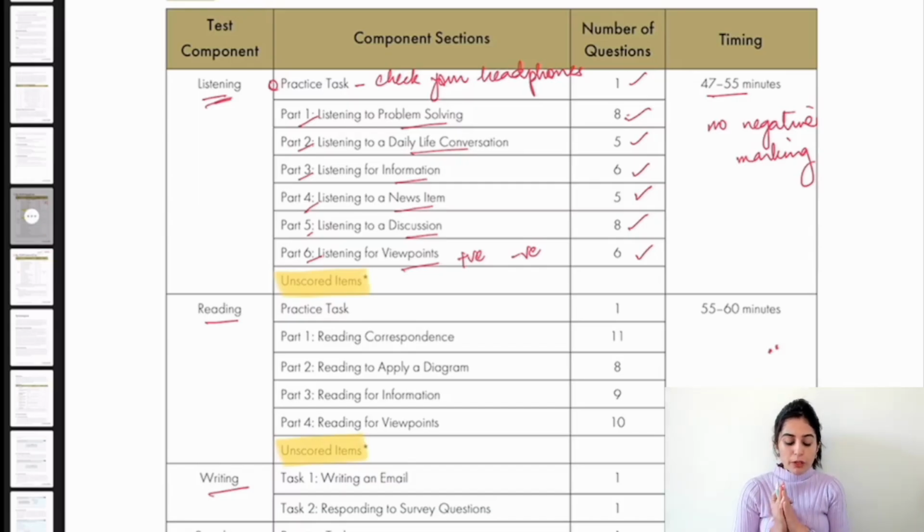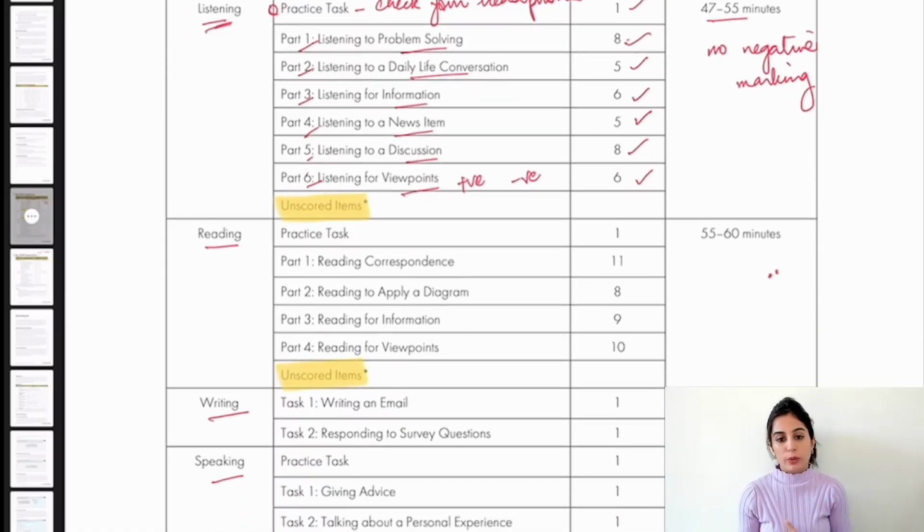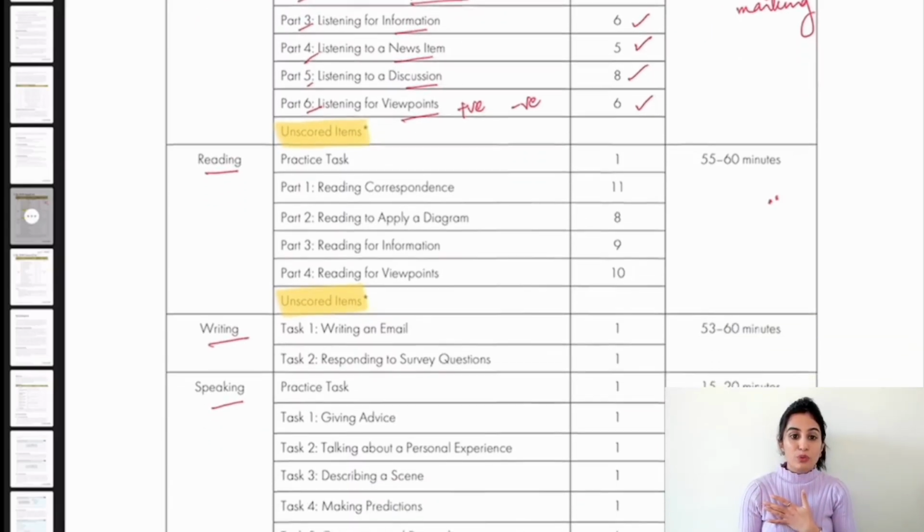Okay, now you might ask, what is the purpose of the unscored items? So unscored items are basically Paragon, that is the one that designs the CELPIP tests, way of understanding whether they should be keeping this question in the future tests or not. That's it. You don't have to stress about it. Just treat it as any other question, and you would never get to know whether the question is scored or unscored. Followed by listening, we have the reading test.